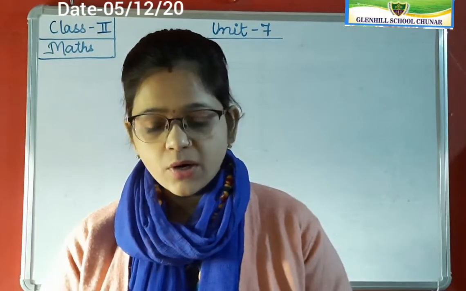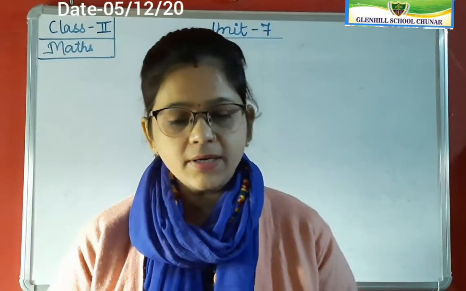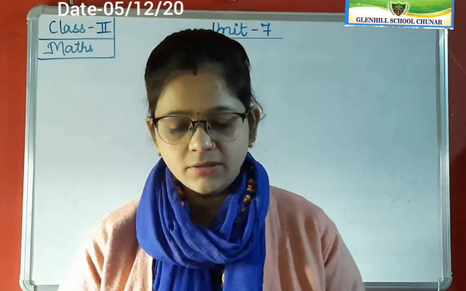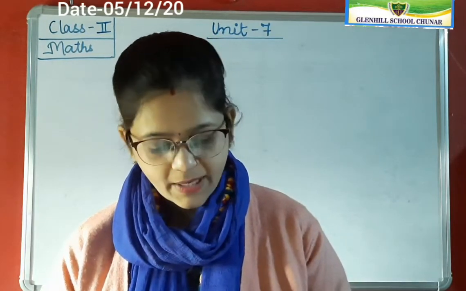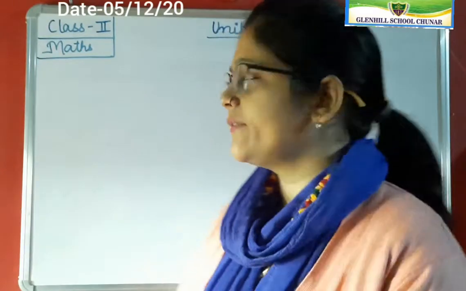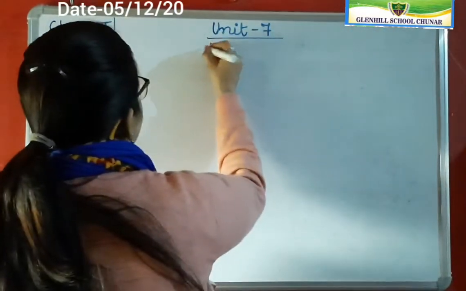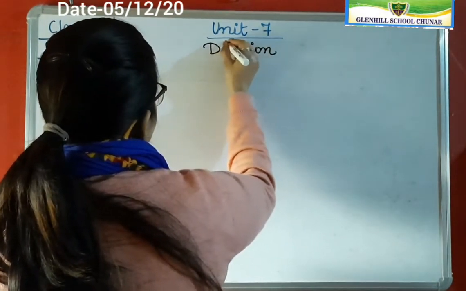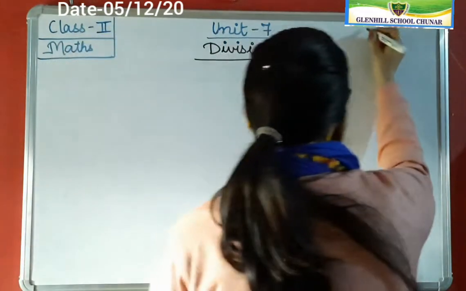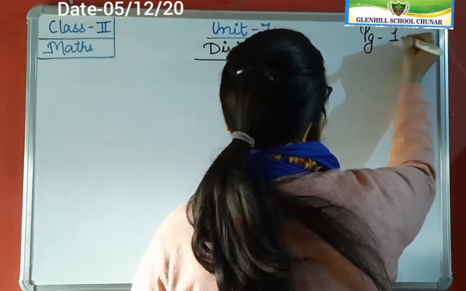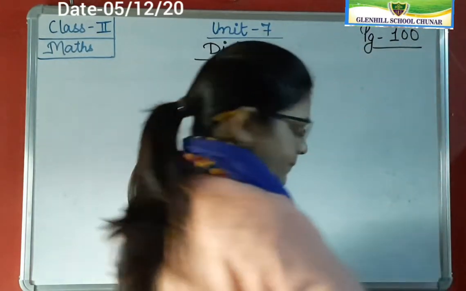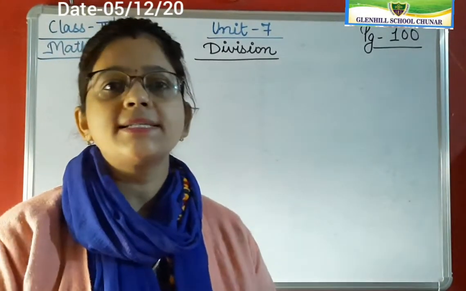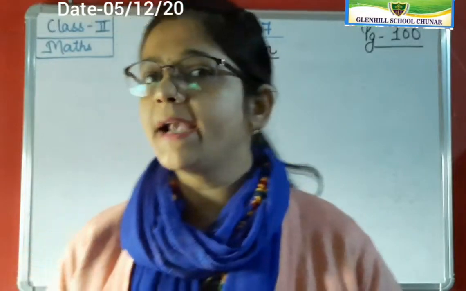So take out your book and open page number 100. You have all taken your book? Okay, students. Page 100 is division. So what do you understand by division? Division is what? If we divide equally.